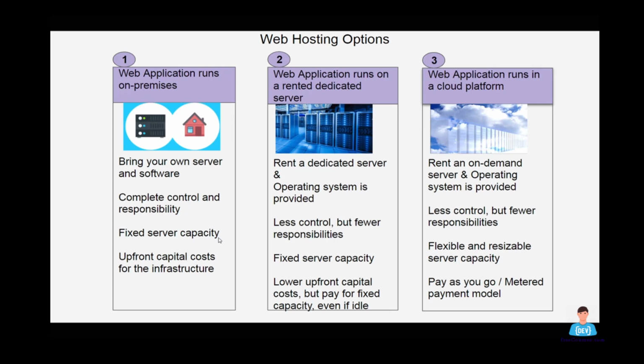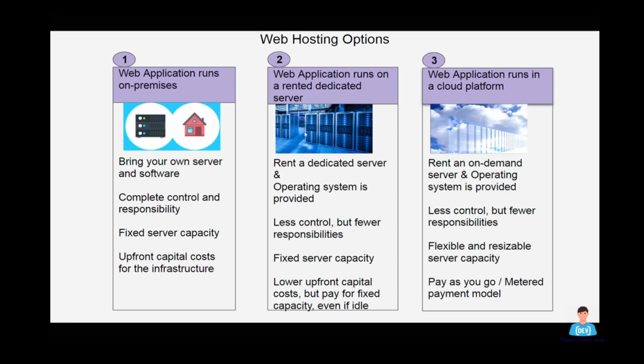And with this option, you get fixed server capacity. That means, for instance, if you buy storage capacity for 10 gigabytes, then you get storage capacity for 10 gigabytes. And if you want 20 gigabytes of storage capacity, then you need to replace your current one with 20 gigabytes of storage capacity. Or you just plug in another 10 gigabytes of storage capacity. So they work together to make 20 gigabytes. And in here, you have upfront capital costs for your infrastructure. So that means it requires some upfront investment in hardware and software. In other words, you need to buy hardware and software.